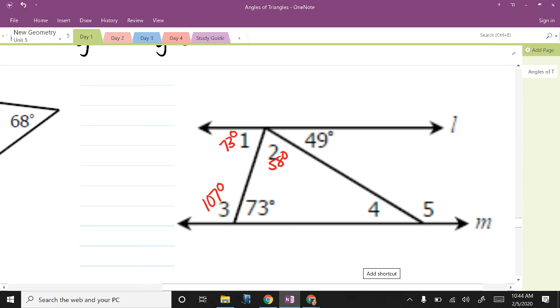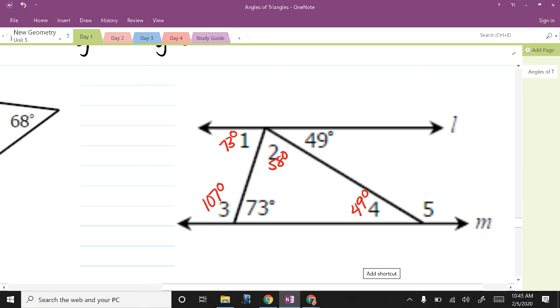And it's not working out. So we can't assume parallel. You see what I'm saying? Those don't be the same because those don't add to be. Or do they? 73 plus 58. No. Yeah, yeah, it is. Okay. Sorry, that is 49. So yeah, it works out. So we should have assumed parallel.